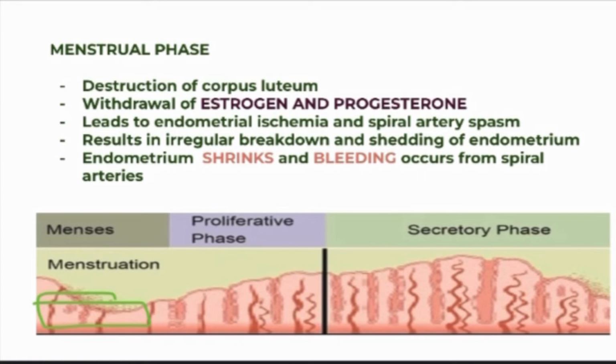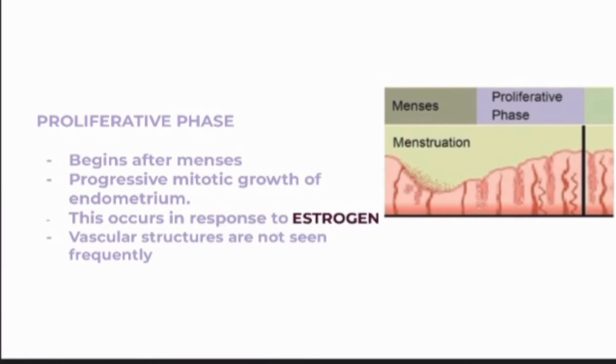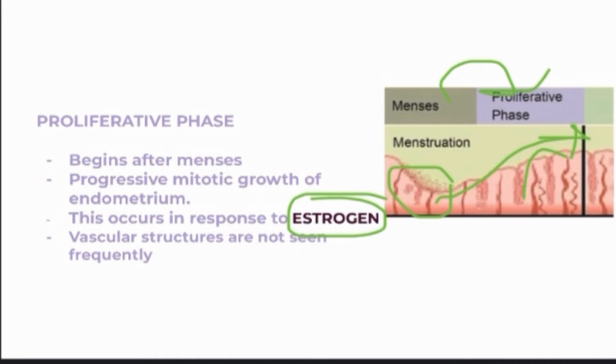The endometrium shrinks. You can see the area where the endometrium is shrunken, and the bleeding occurs. When compared to the proliferative phase, the endometrium is thickened and very large, but here in the menses phase it is very thin, that is, shrunken. Next is the proliferative phase, which occurs after the menses. Progressive mitotic growth of the endometrium is seen here. You can see that in the menses phase the endometrium is shrunken, and in the proliferative phase it is thickened. Estrogen is very important, and is completely responsible for these proliferative phase changes.